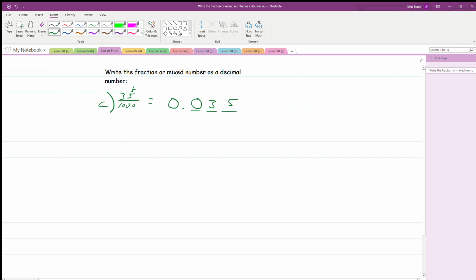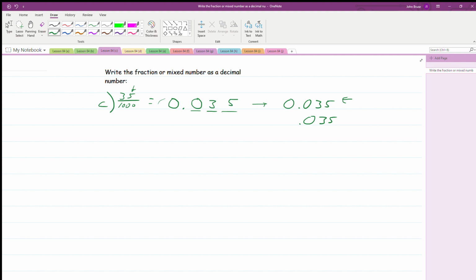We could just write 35 thousandths because the zeros don't really do anything. They're just holding the place. So your answer without my marks would look like this. You don't always have to put the 0 in front of the decimal. As long as you put the decimal there, you could just write it like that. But while we're practicing, it's probably a good idea to keep doing that.